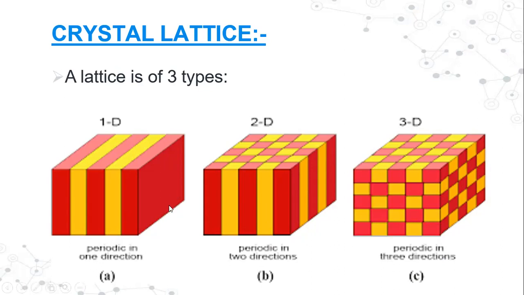In one dimension, you can see only one side of the dimension, acting in only one direction, and in two dimensions you can see the two-dimensional figure. In three dimensions, you can see the whole picture in 3D. So those are the three types of lattice structure.